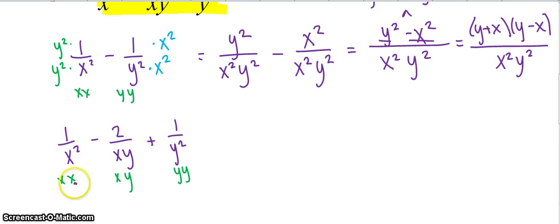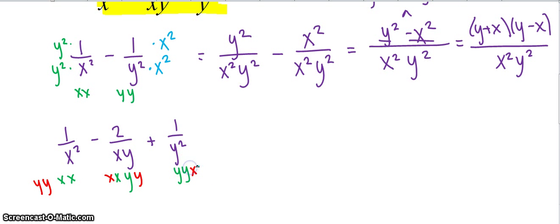So my first fraction has an x and an x. It doesn't have any y's. The maximum amount of y's I have here is 2. So my first fraction is going to need 2 y's. My second fraction has 1 x and 1 y. The maximum x's I have is 2. The maximum y's I have is 2, so this needs 1 x and 1 y.